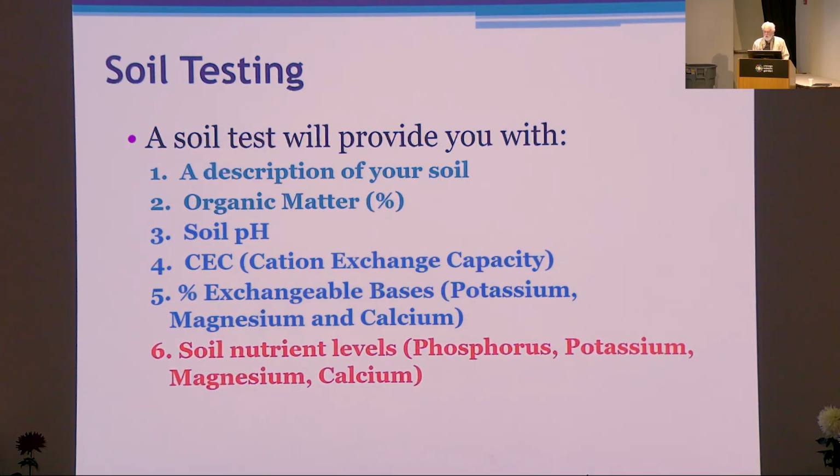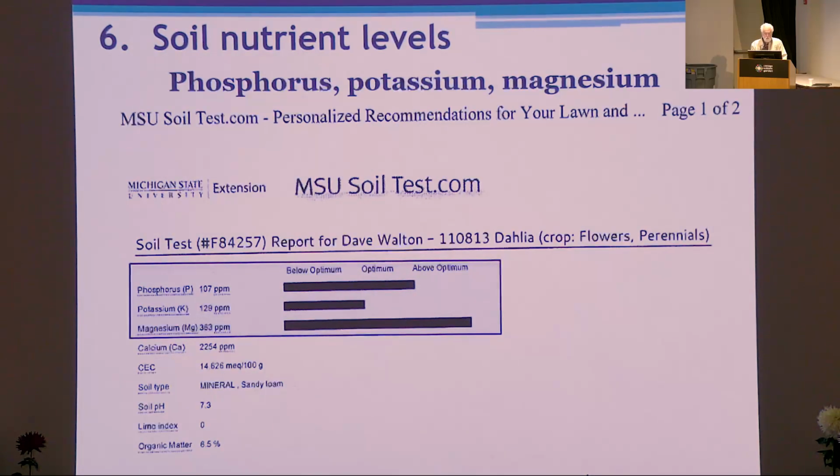All right, finally, the last thing that soil tests tend to report are the levels of phosphorus, potassium, and magnesium, and they also usually include calcium. But right now we're going to focus on the phosphorus, potassium, and magnesium. Usually they'll give you one or two numbers, depending on the method they use to measure it. And what they'll tell you is whether it's below optimum, optimum, or above optimum.